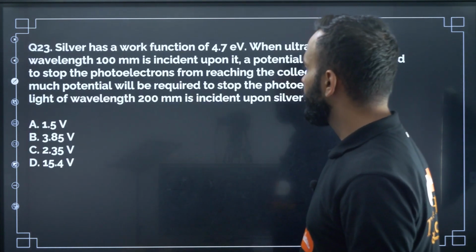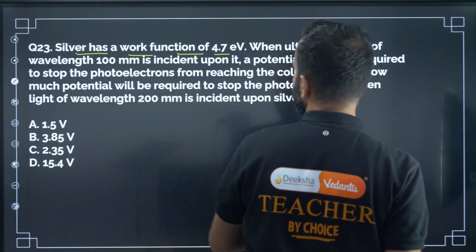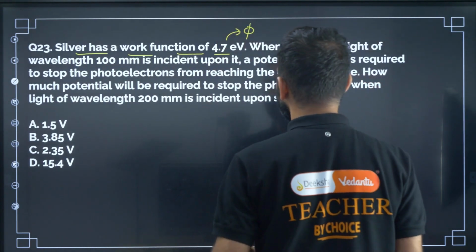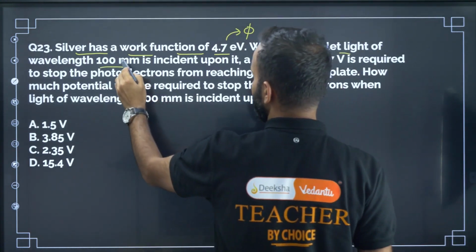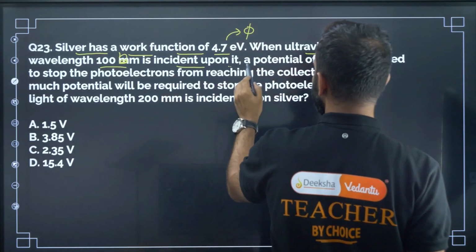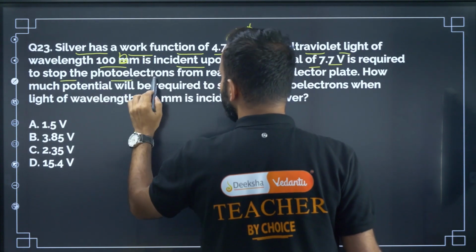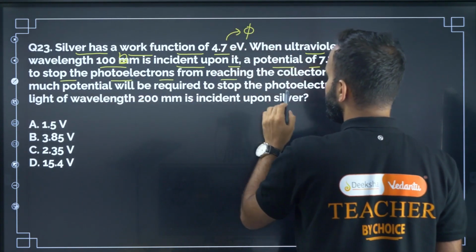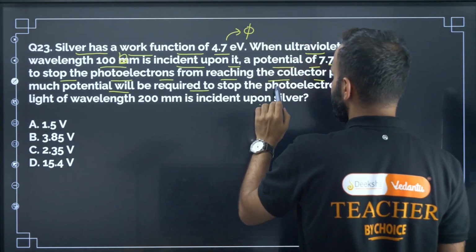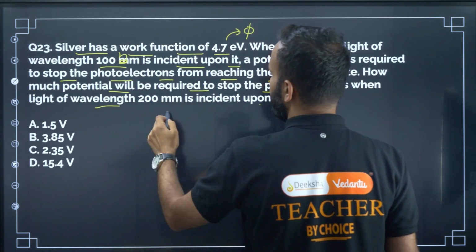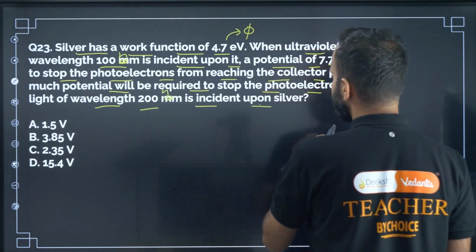Next question. Question number 23. Silver has a work function of 4.7 electron volt, phi equal to 4.7 electron volt. When ultraviolet light of wavelength 100 nanometer is incident upon it, a potential of 7.7 volt is required to stop the photoelectrons from reaching the collector plate. How much potential will be required to stop the photoelectrons when light of wavelength 200 nanometer is incident upon silver?